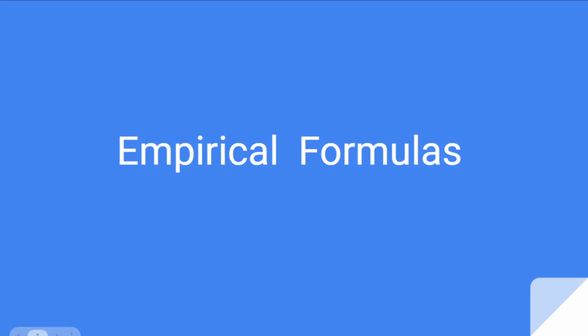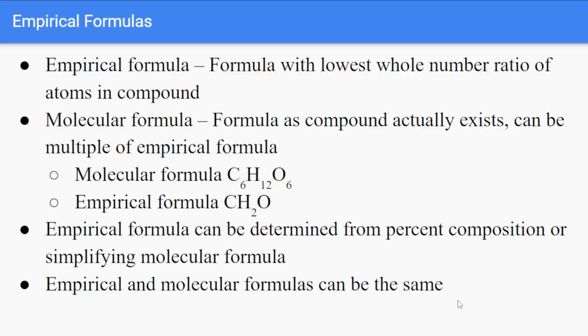In this video, we'll discuss how to write empirical formulas. An empirical formula is the formula with the lowest whole number ratio of atoms in a compound as compared to molecular, which are as they actually exist. Here's two examples. The molecular formula, this is the actual formula, but if we simplify our subscripts, we can simplify down to 1, 2, 1. That would be the empirical formula.